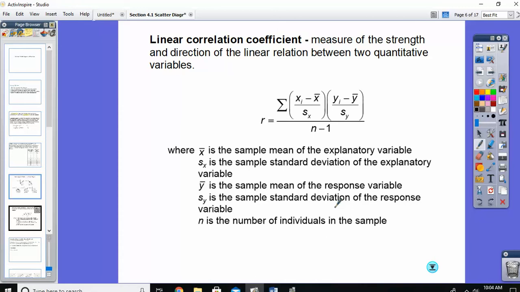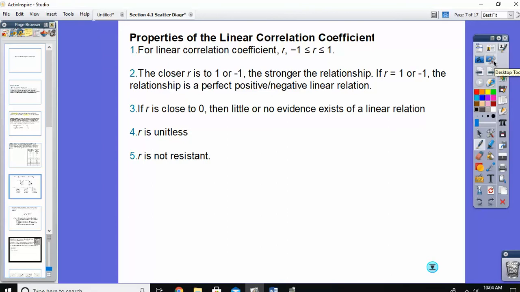So let's look at an example. Just a few properties about this before we go any further. You will always get something between -1 and 1. If it's close to a -1, that's a really strong negative relationship. +1 is a strong positive. This is only for linear.